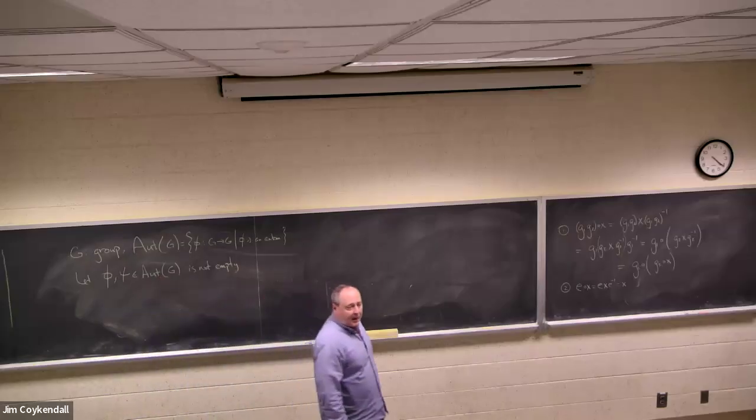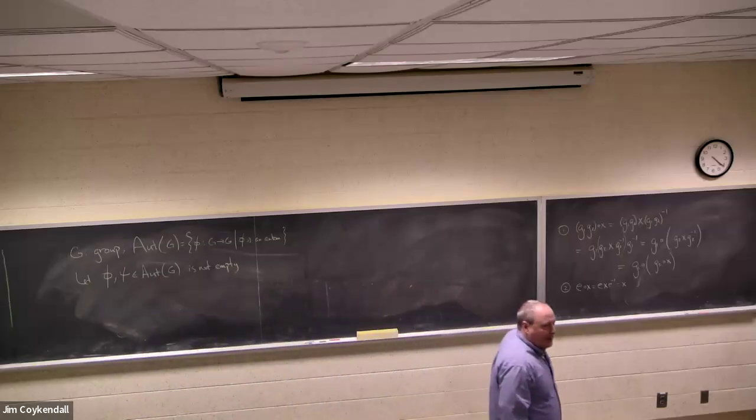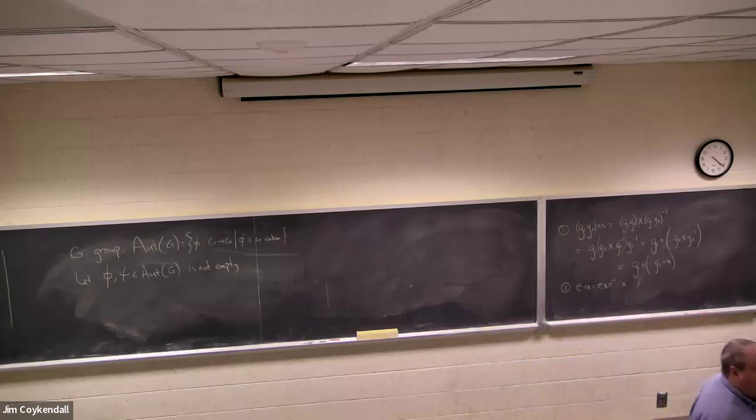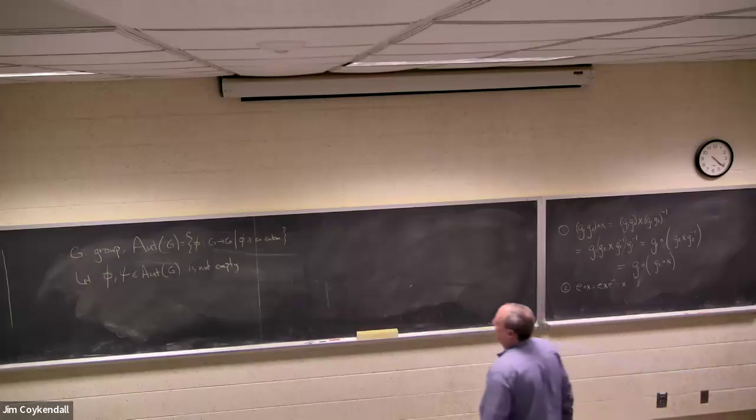But I mean, that's the first thing that I might worry about: what if my set is empty? What if there are no automorphisms? But there are. There's always one automorphism. Can you tell me what it is? The identity function, right?